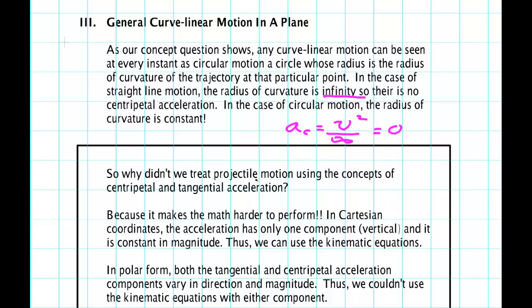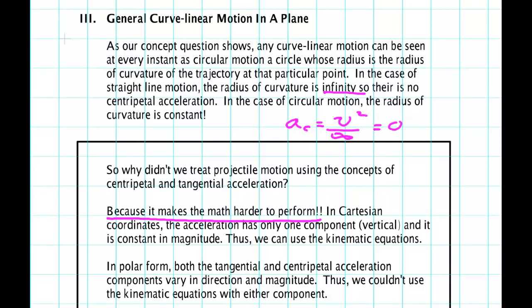In the case of circular motion, the radius of curvature is constant, so it makes it nice. It's v squared over r, and r is constant. But we choose the approach to make the math easiest. We didn't choose it here because in projectile problems it would have made the math harder to perform. We chose the easiest attacking path.